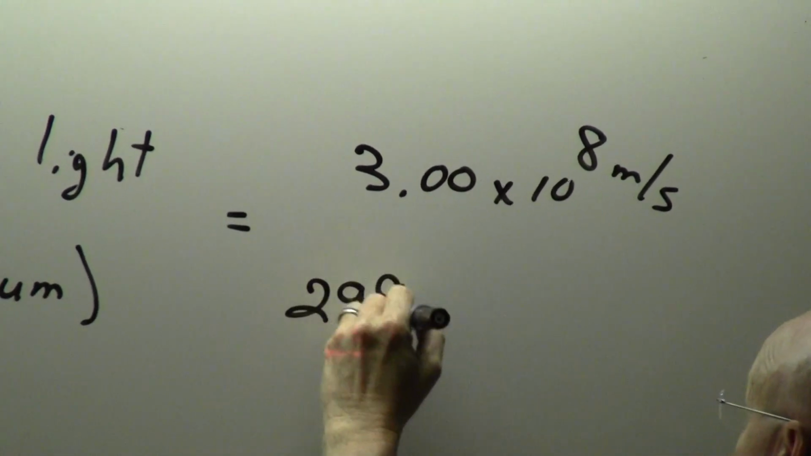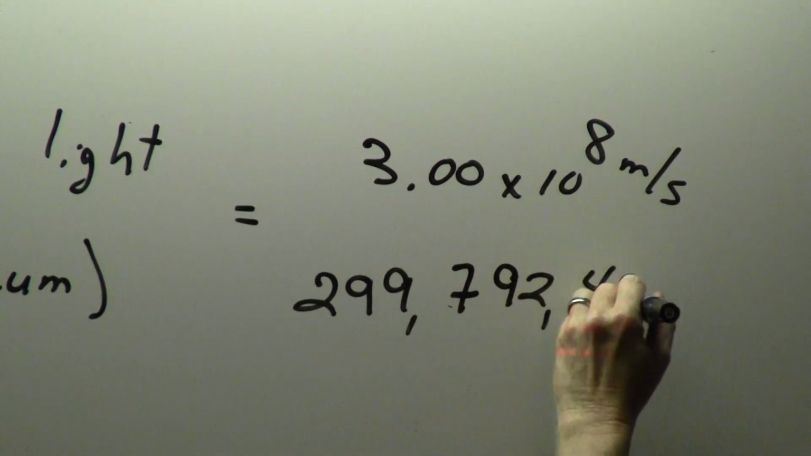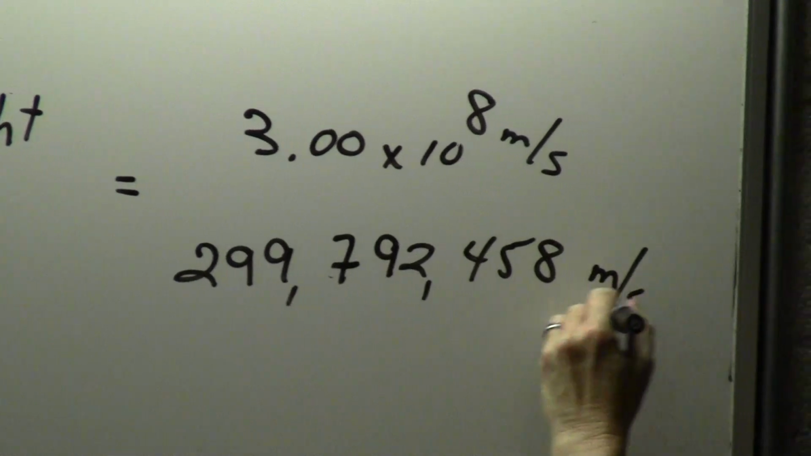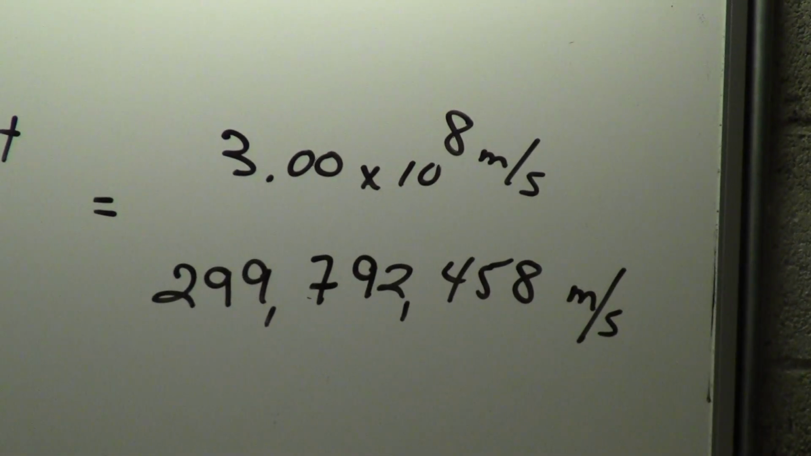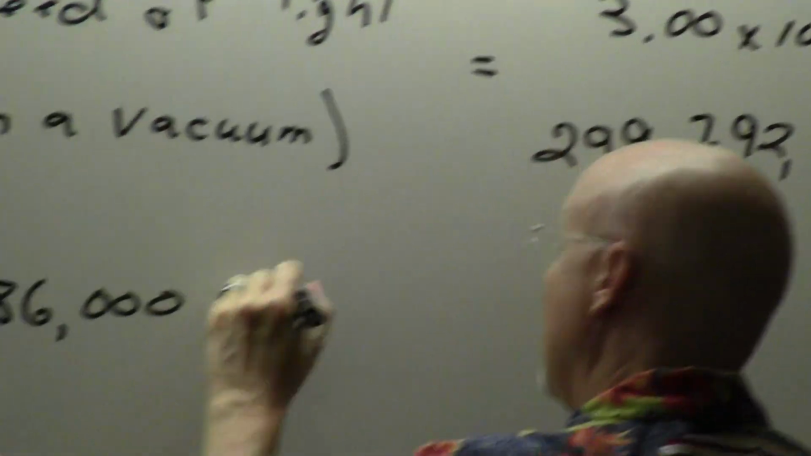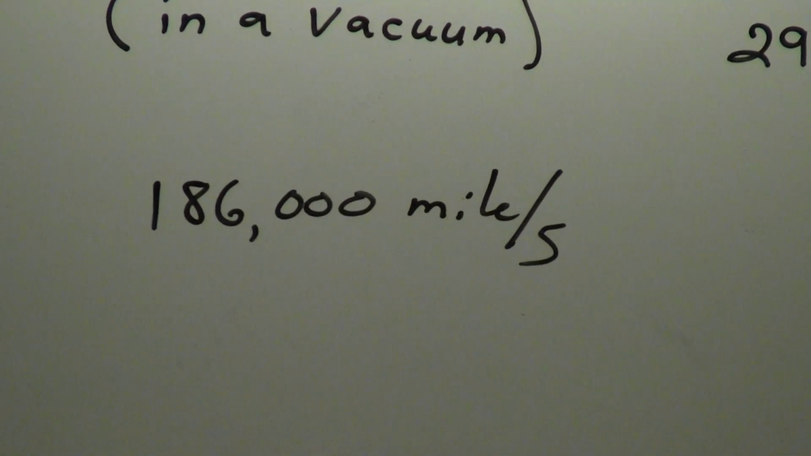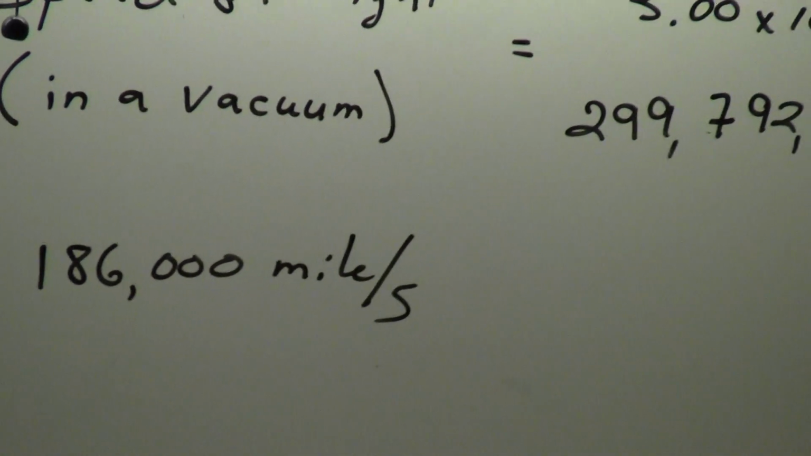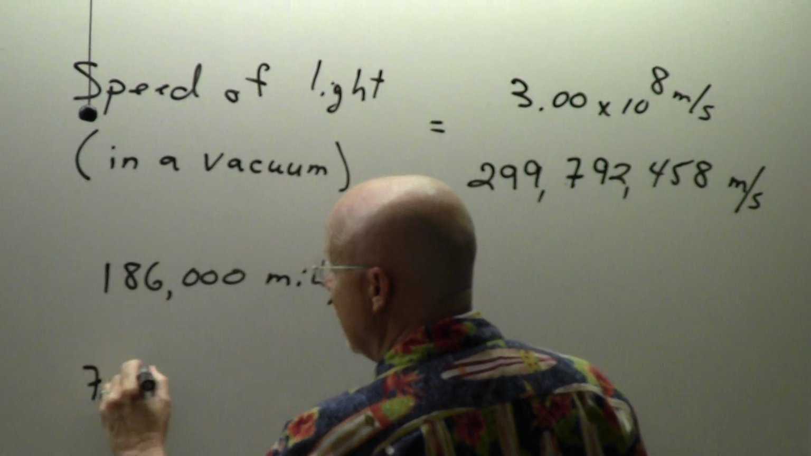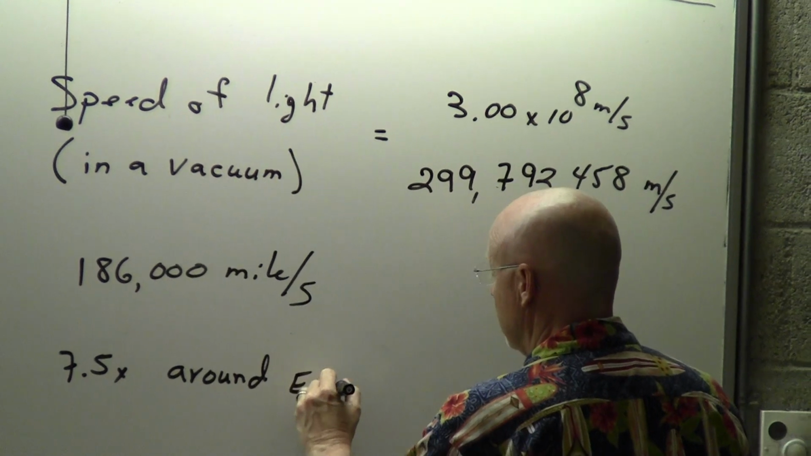I think a little more accurate is 299,792,458 meters per second. I better double check that. I don't know if I have that well committed to memory. Yeah, that's it. And so that's the speed of light. It's really, really fast. To emphasize that, maybe it's nice sometimes to put it in miles per second. It's 186,000 miles in 1 second. That is really, really fast.